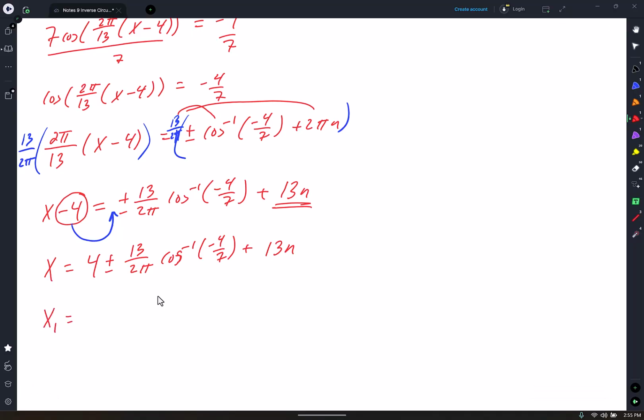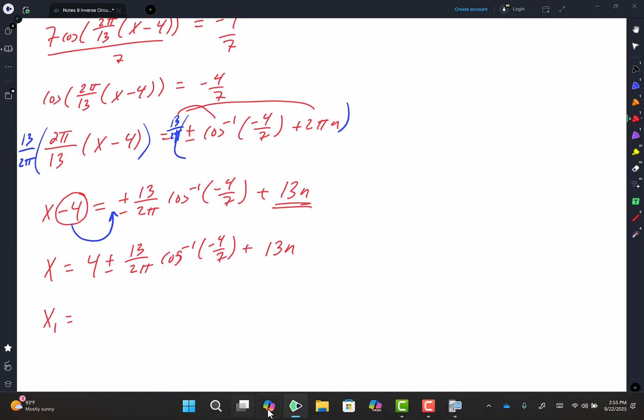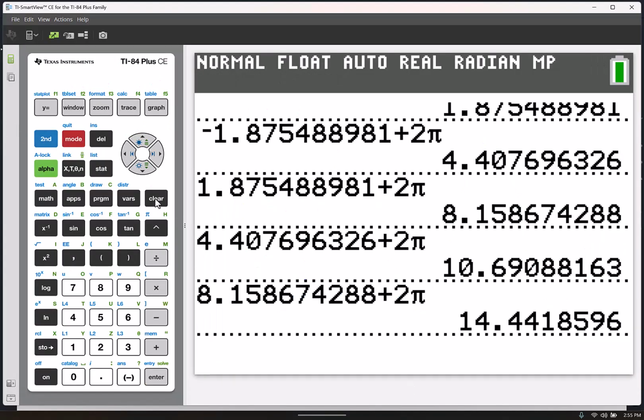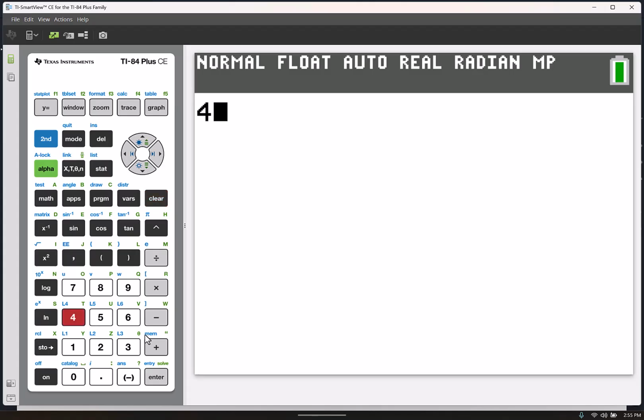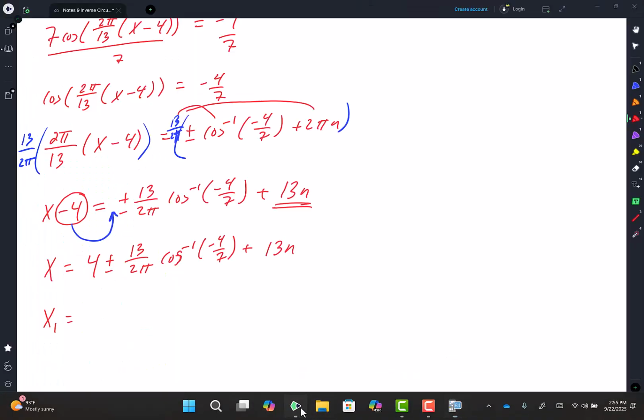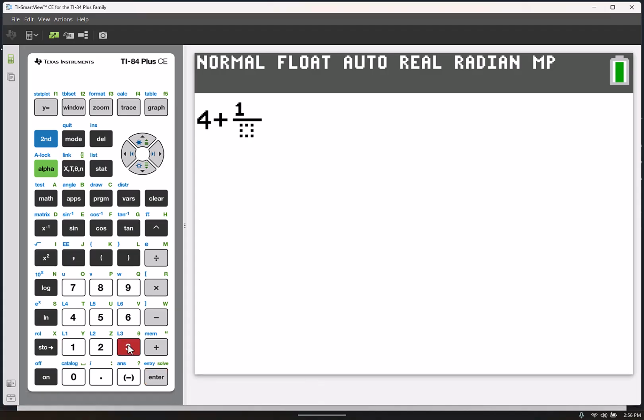x1 equals, I'm going to do the 4 plus first. So I take my calculator, and I'm going to go to my home screen, and let me clear all this, and I'm going to go 4 plus, use the fraction feature, guys, or else the calculator is going to think that you're doing 13 divided by 2 times pi. So 13 over 2 pi.